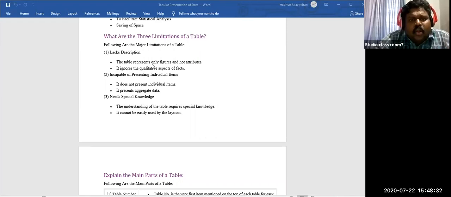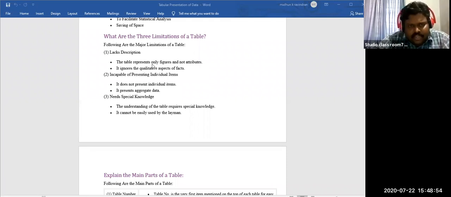Next one, incapable of presenting individual items. We already discussed that. It is incapable of presenting individual items. It is aggregate data we can find in a table, aggregate data all together, or averages also. It does not present individual items. It is not able to represent individual items. All together, aggregates or averages we can find.